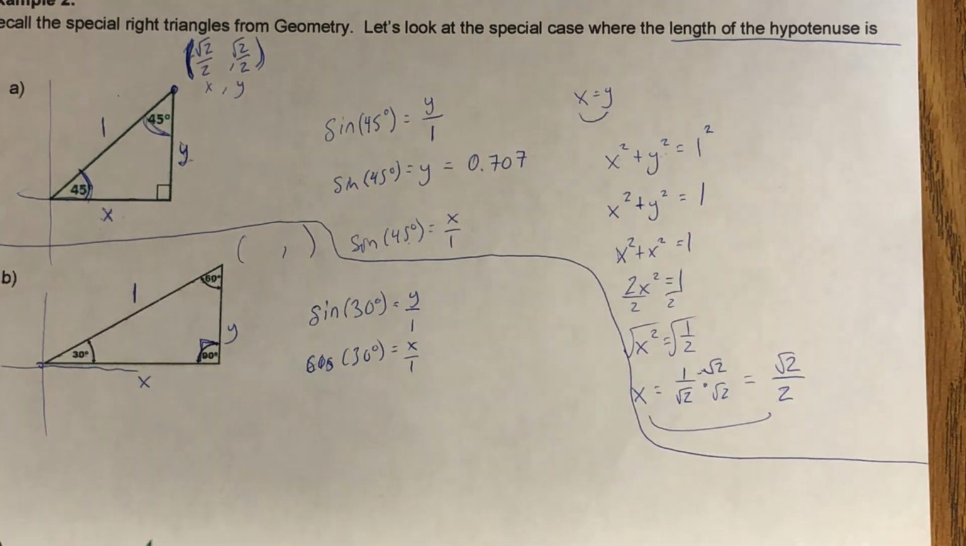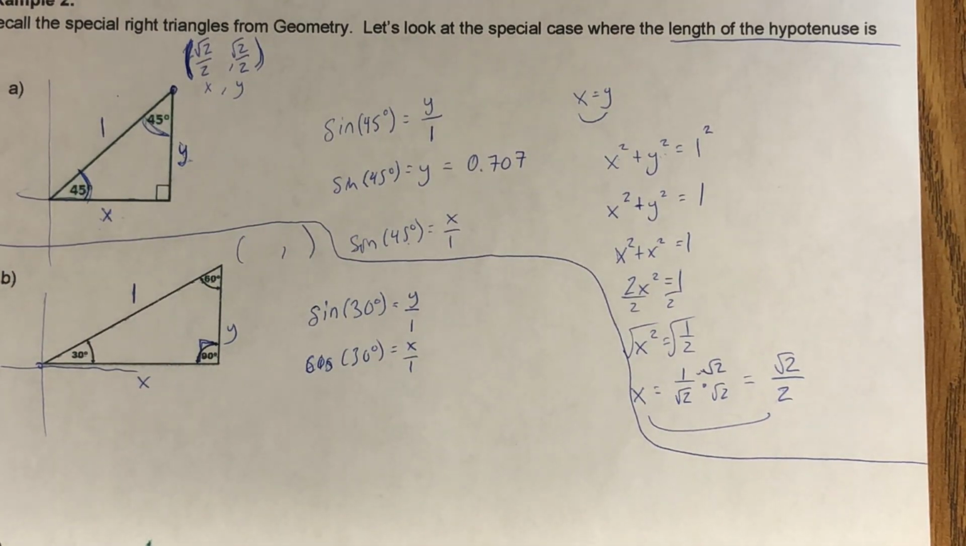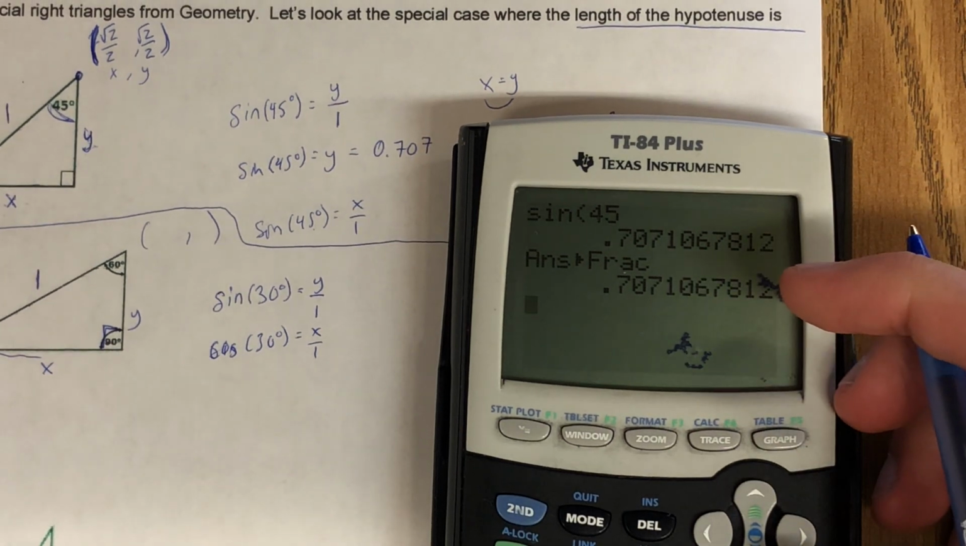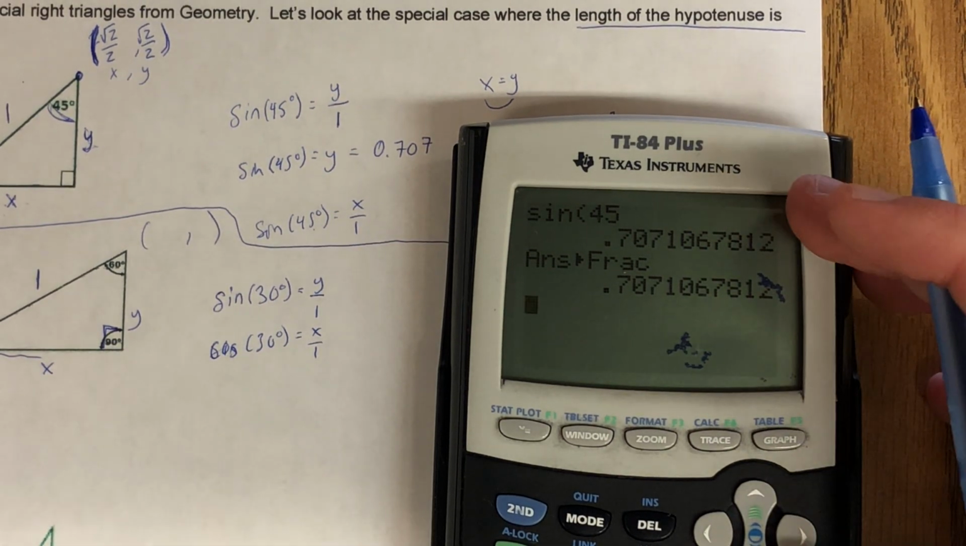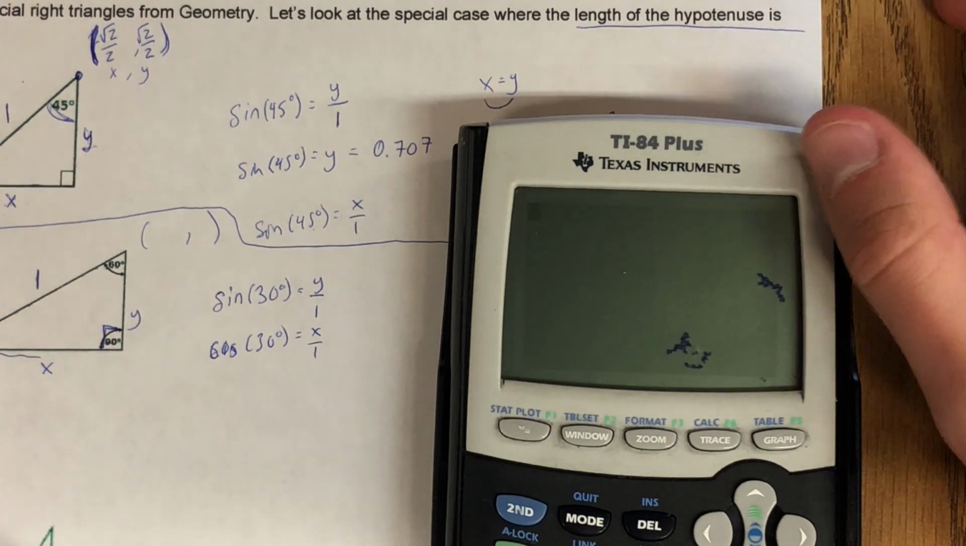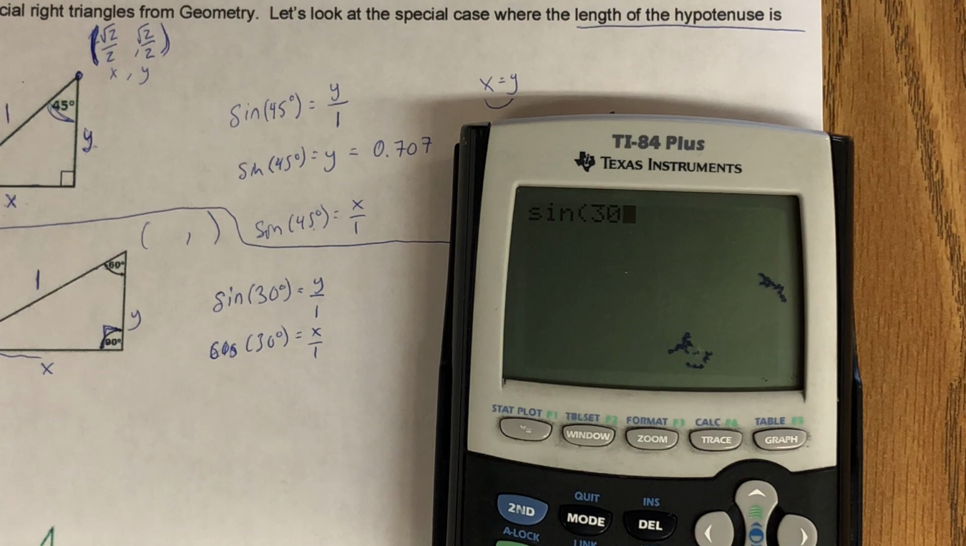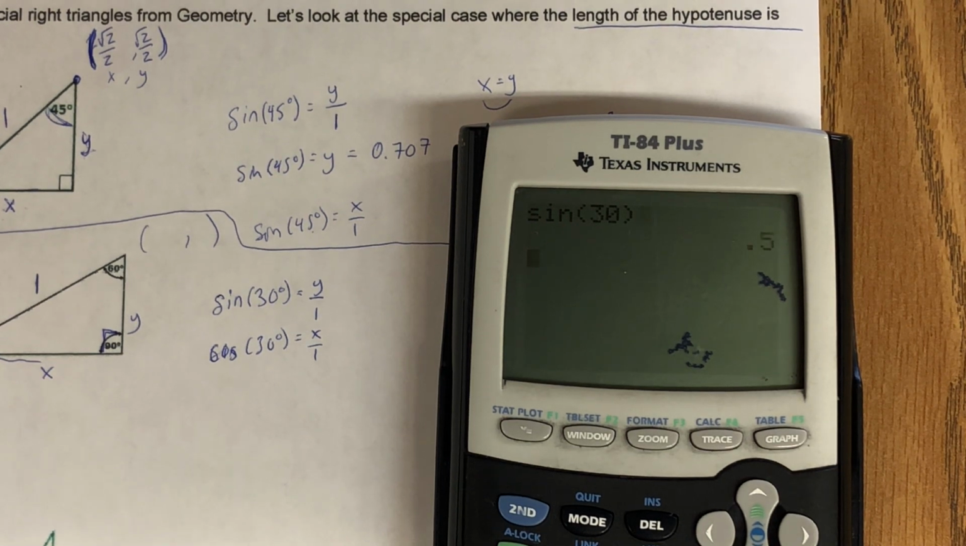This one may be a little more challenging for us to construct, just because we don't necessarily know that x and y are equal. But let's see if we can get a little help from our calculator. When we did the last one, it was a decimal and wasn't very helpful. So let's just try one of these. Let's do the sine of 30 degrees. 0.5, that's pretty nice.